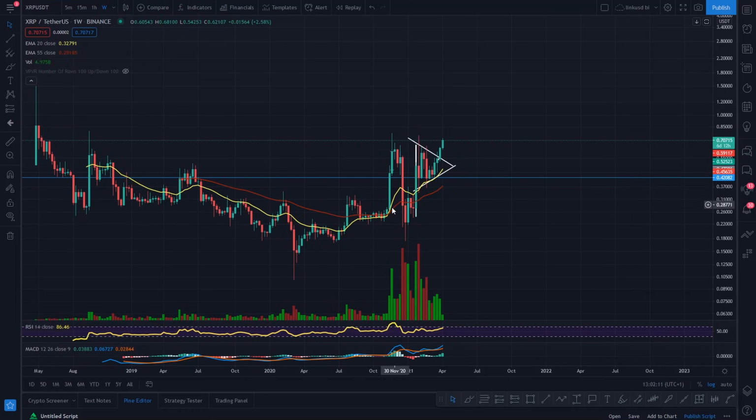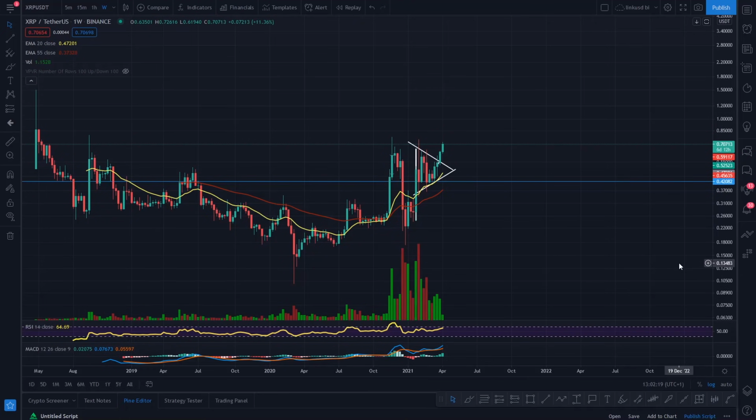They're a test of support. They refuel these rocket ships, and the deeper you get the test of the EMAs, the more upside you're going to see. It's not financial advice, but it's just common sense.